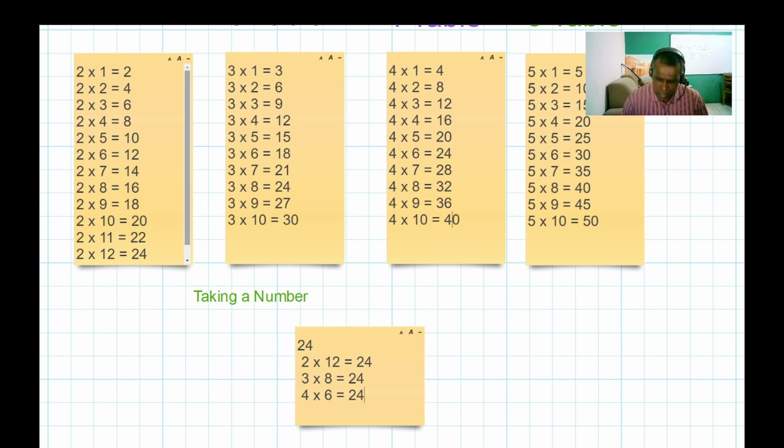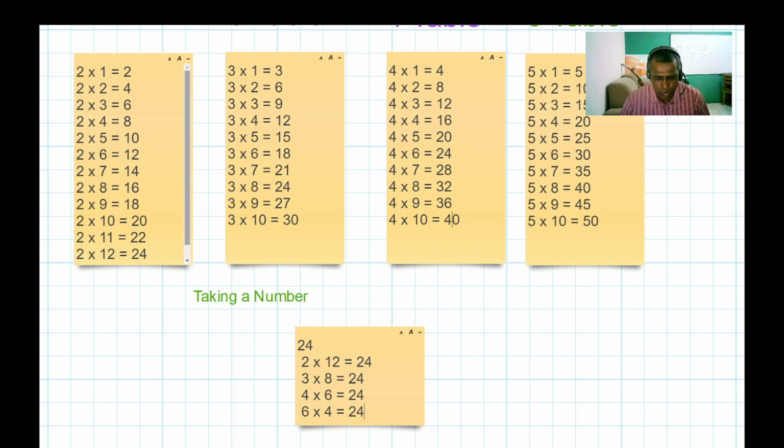Something else, yes, I can find it in the 6 table. 6 times 4 is also 24. Like that I can find this number. So 24 is one number, but it appears in different tables. What does that mean? These are the possible ways I can make this 24. That is referred to as the factors.